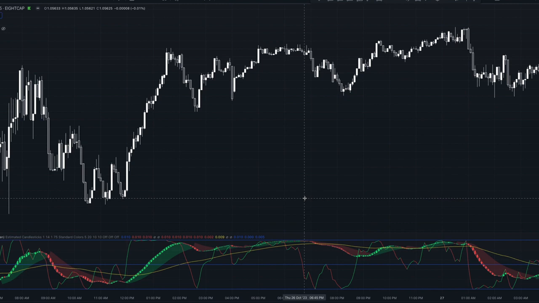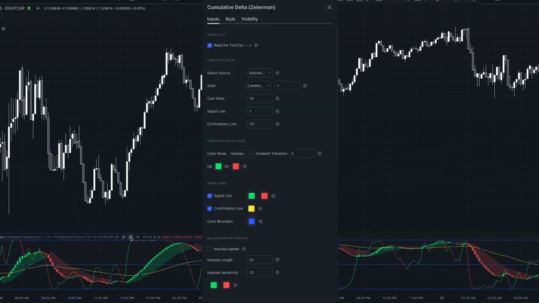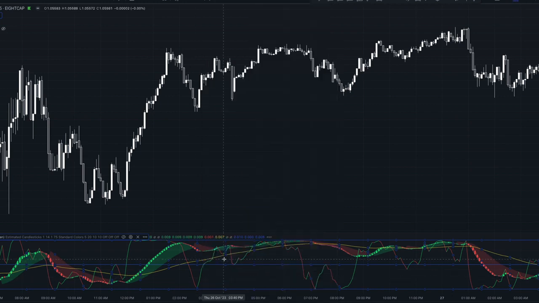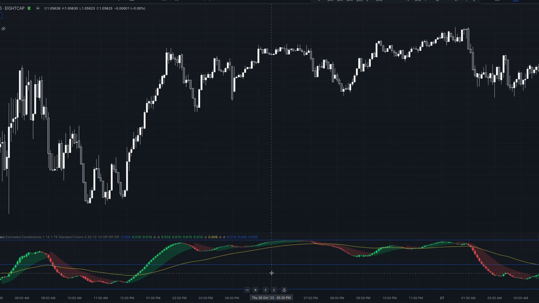Now, to better illustrate this, I'm going to go ahead and turn off the signal line just to make it a little bit less confusing to look at. So I'm going to uncheck the signal line box, and then this squiggly line here will go away. And now we're just left with the delta candles as well as the confirmation line. So the confirmation line is just a moving average of the delta candles.